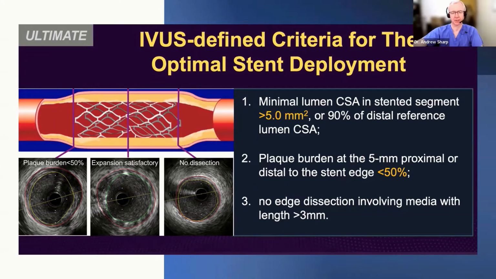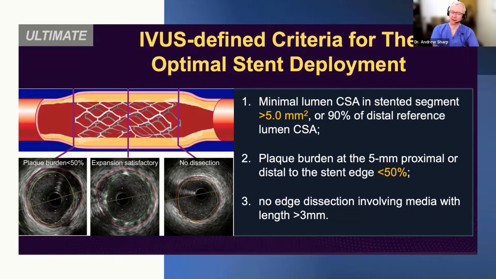The goal was to get a minimum cross-sectional area within the stent of either more than 5 or 90% or more of the distal reference lumen, meaning the healthy vessel just beyond where the stent lands. If it's 8 millimeters squared, your goal is to make sure the stent is no smaller than 90% of that value, whatever that is, 7.2.